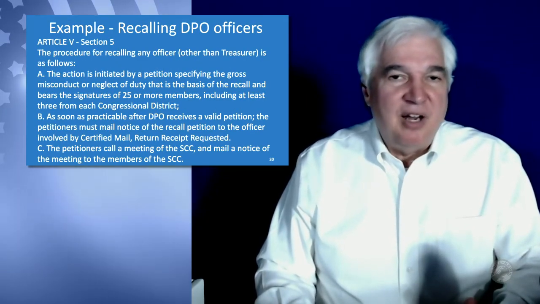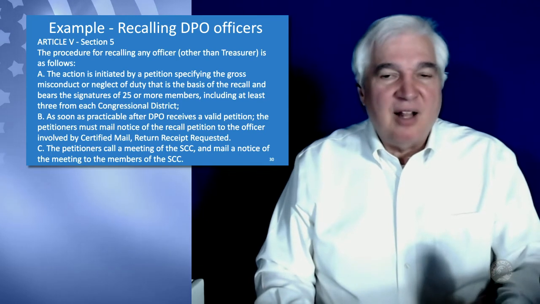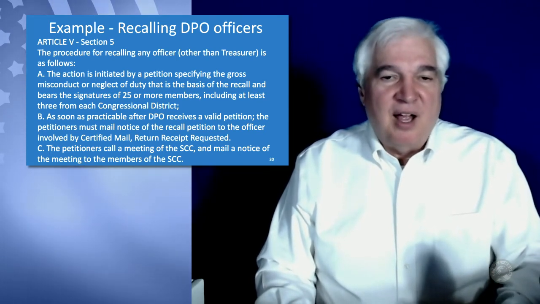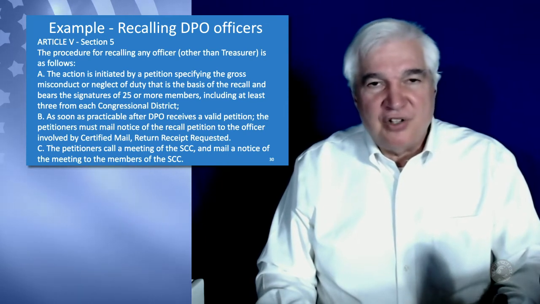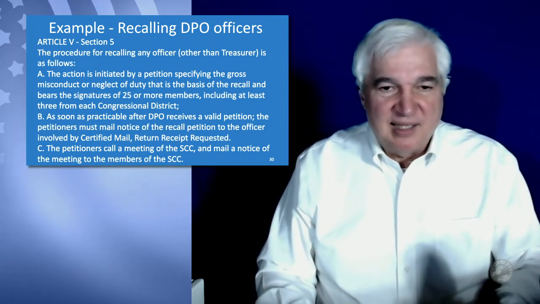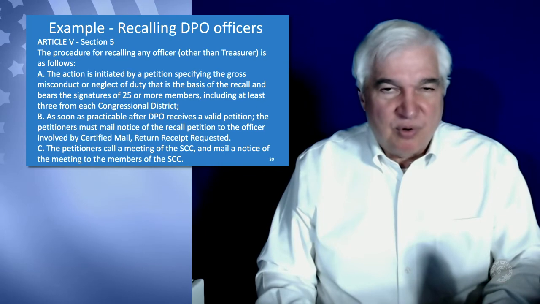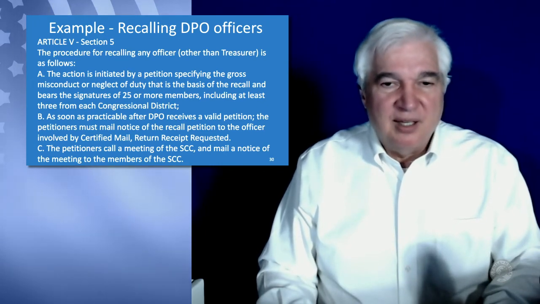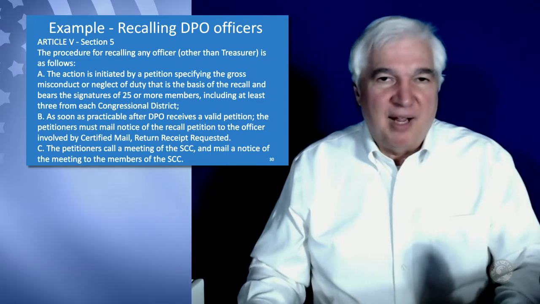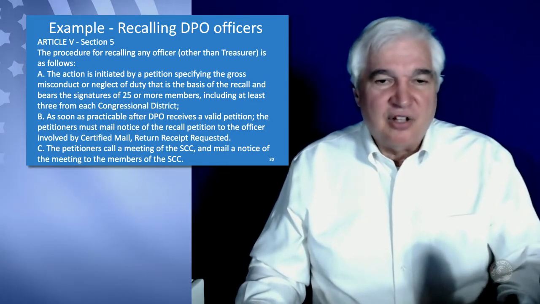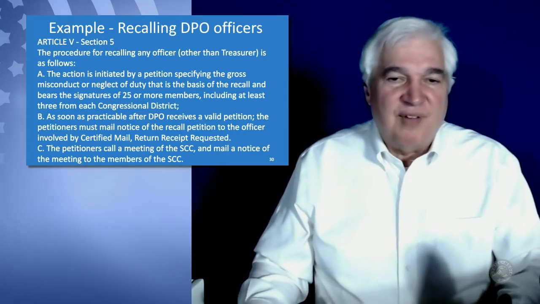So I have an example in here, and this is using the bylaws of the Democratic Party of Oregon. This covers the elected officers, which is the chair, the two vice chairs, the secretary, and the 3 D&C members. It doesn't cover the treasurer because the treasurer is appointed. This is typical of what you would find in your bylaws if it was covered. So in the DPO bylaws, it's Article 5, Section 5.